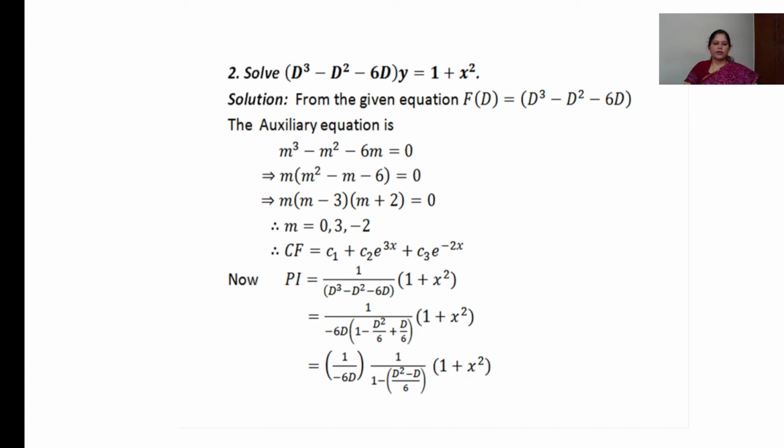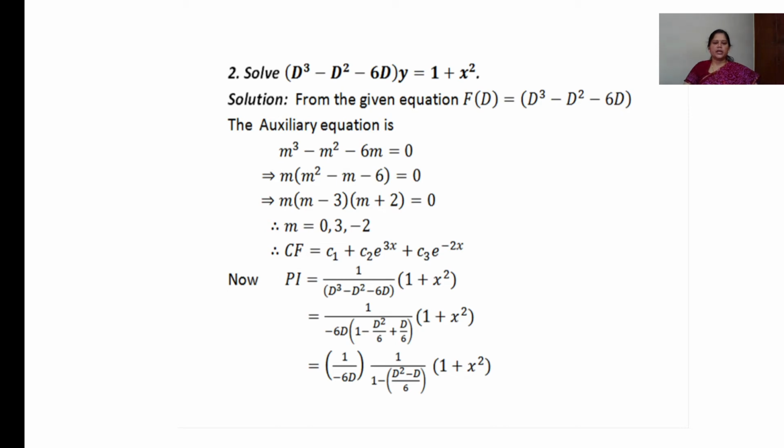So substitute the f of D value as well as the f of x value. So we have to write PI is equal to 1 over (d cube minus d square minus 6d) into (1 plus x square). In this method we have to use binomial expansion. That's why we have to make the 1 plus x term or 1 minus x term. That means we have to get that form.